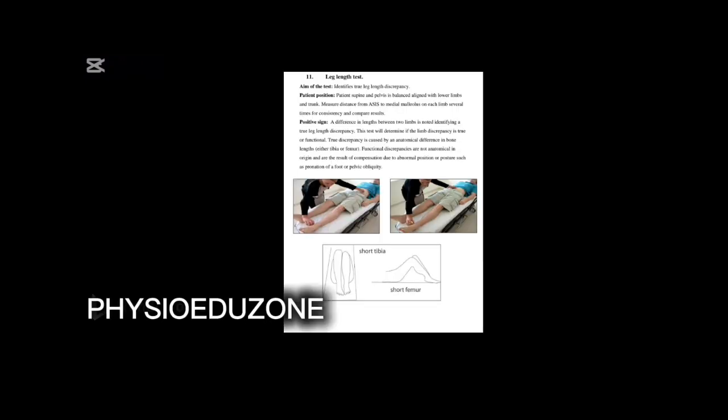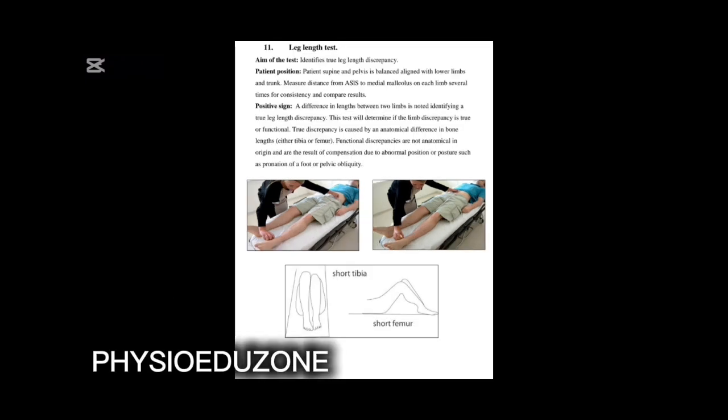11. Leg length test. Aim of the test: identifies true leg length discrepancy. Patient position: patient supine and pelvis is balanced, aligned with lower limbs and trunk. Measure distance from ASIS to medial malleolus on each limb several times for consistency and compare results. Positive sign: a difference in lengths between the two limbs is noted. This test will determine if the limb discrepancy is true or functional.